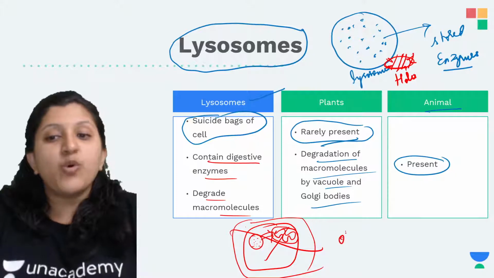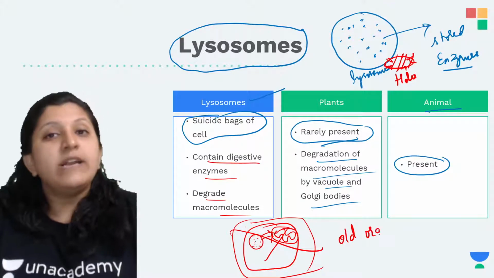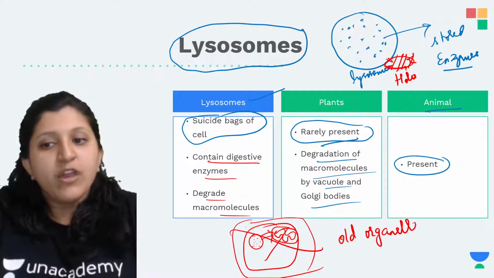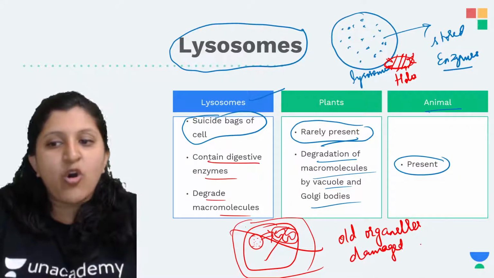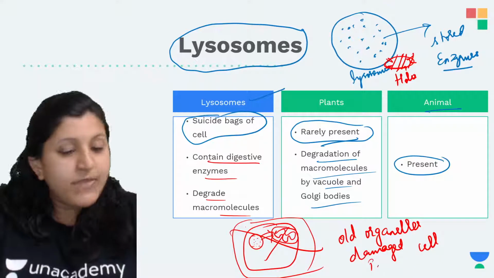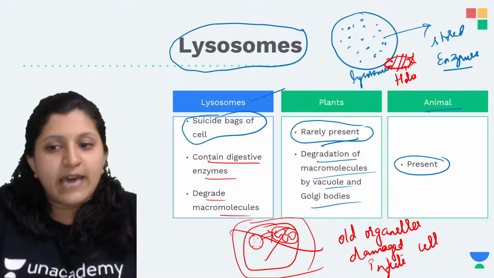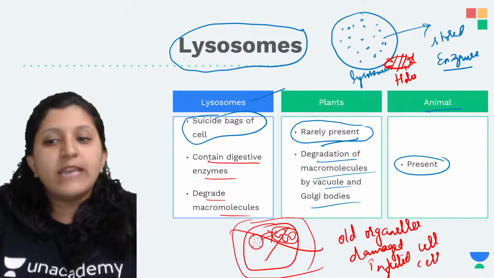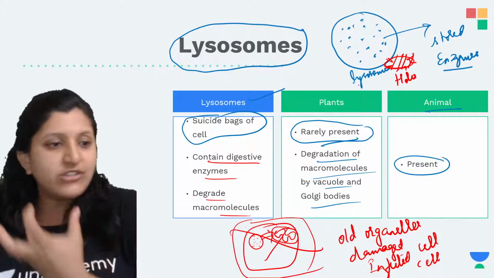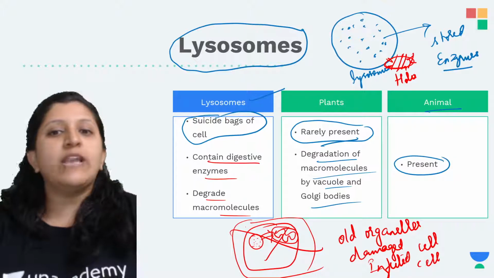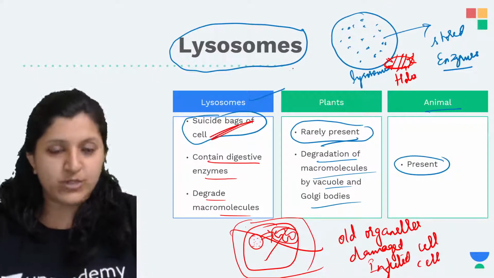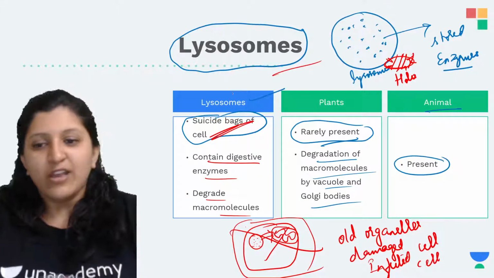So that means old organelles, damaged cells, or let's say infected cells, in any of these cases, this particular lysosome is going to digest all of them and kill the cell. That is why we call it the suicide bag of a cell. So the lysosome is called a suicide bag.